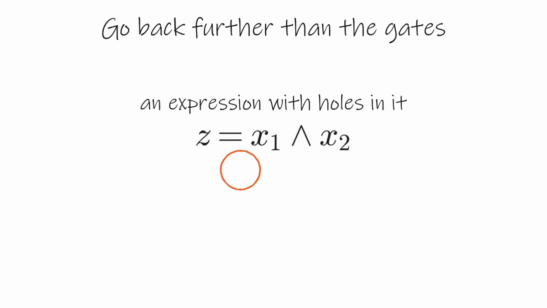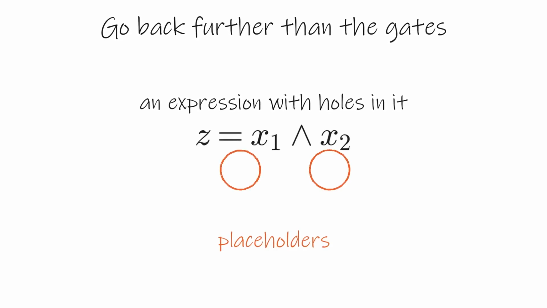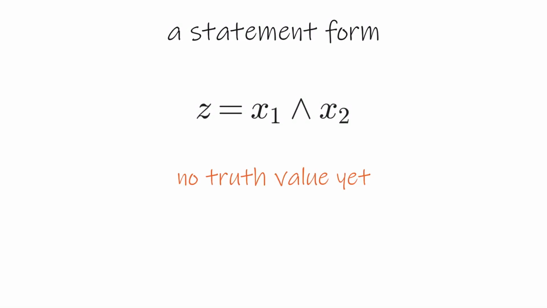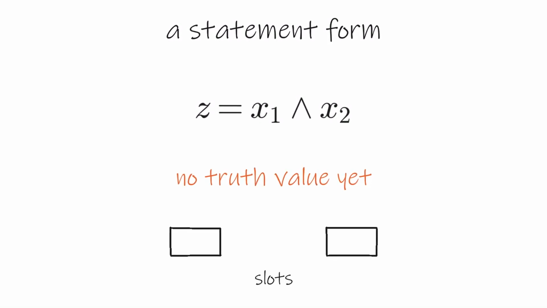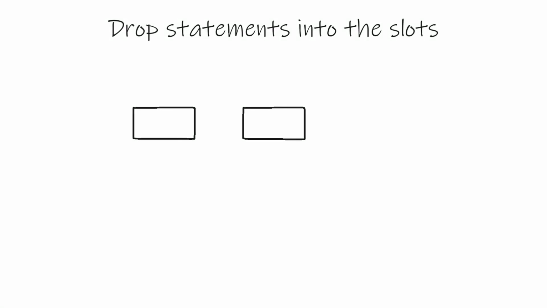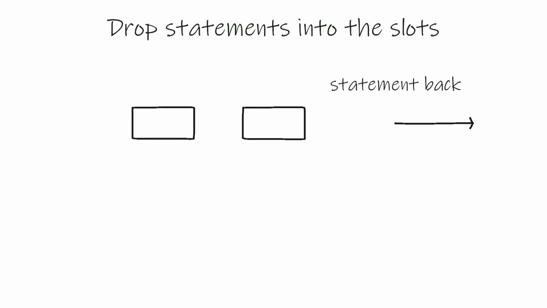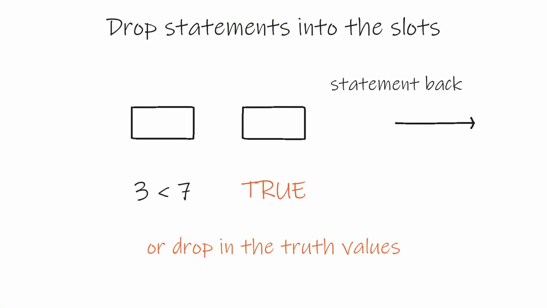Let's go back further than the gates. Take an expression with holes in it, placeholders, x or x1. That's a statement form, and it has no truth value yet. It's got slots. Drop statements into the slots, and you get a statement back. Or drop in the truth values.